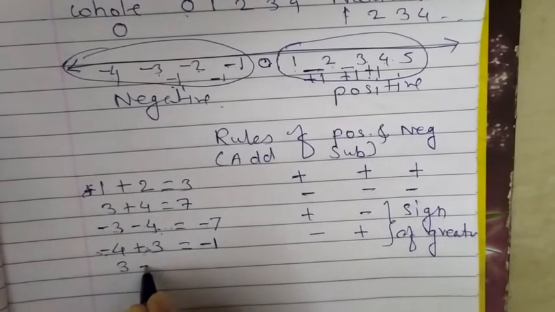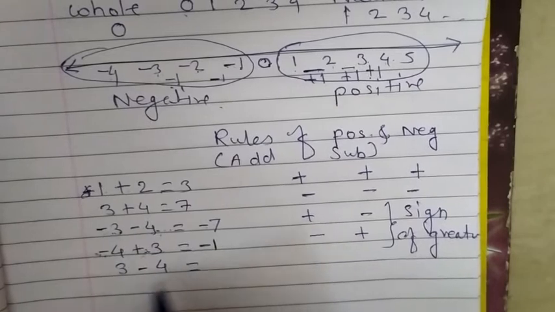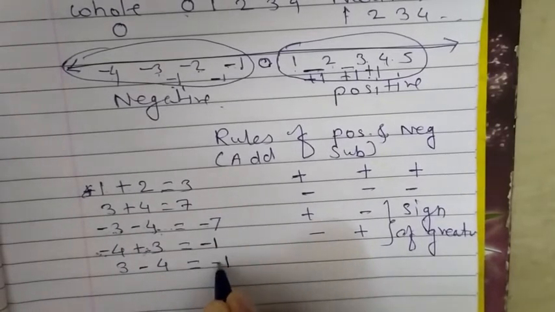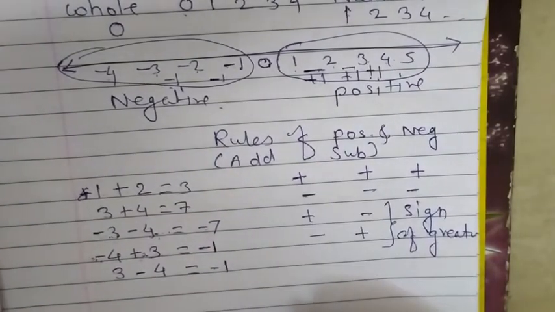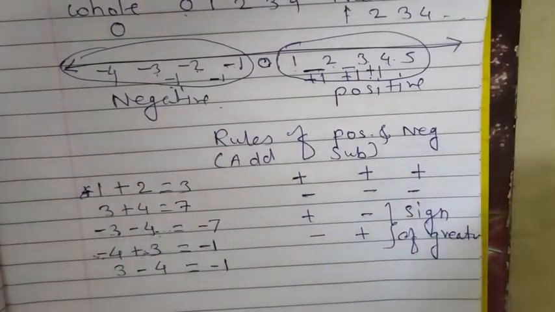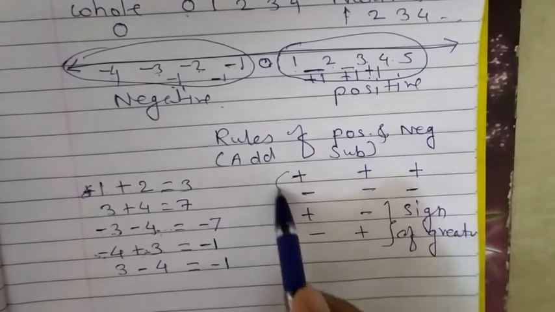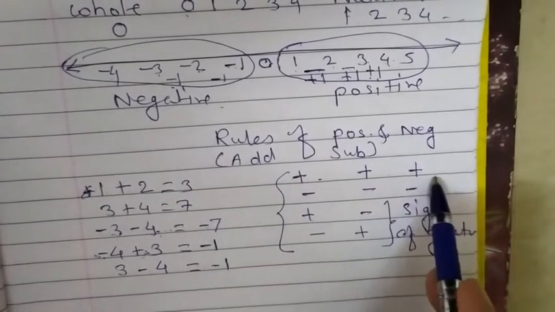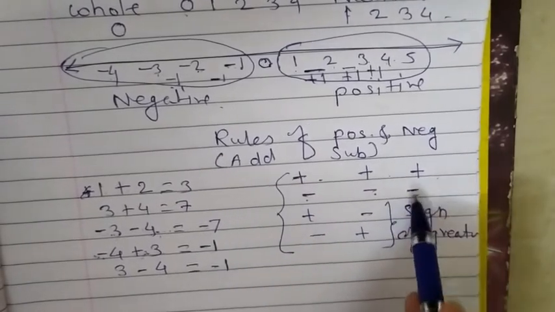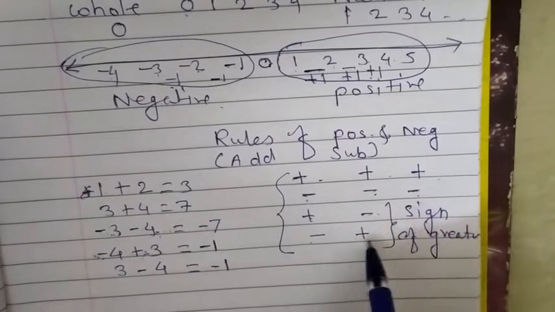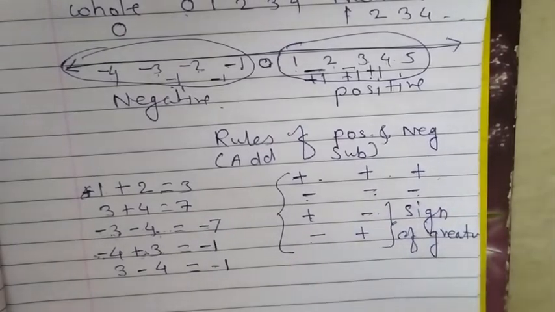4 minus 3 is 1, and we take the sign of the greater number. Here I am doing 3 minus 4. 3 minus 4 is also 1, with the sign of the greater number. So these are the examples, friend. For avoiding confusion, you have to keep in mind this table: plus plus is plus, minus minus is minus, plus minus or minus plus depends on the sign of the greater number.